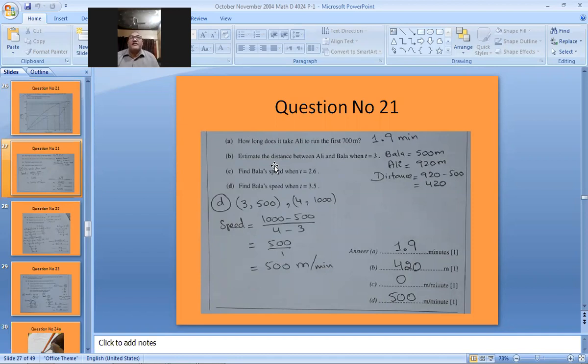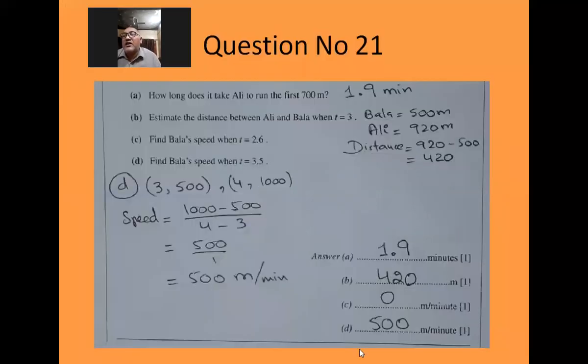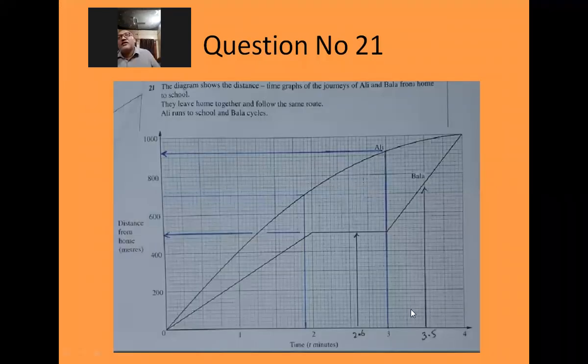Then he says estimate the distance between Ali and Bala when the time is equal to 3. When the time is 3, so this is the time. Bala is here. What's that place? It's something like 500. And Ali is here, so it's kind of 900.